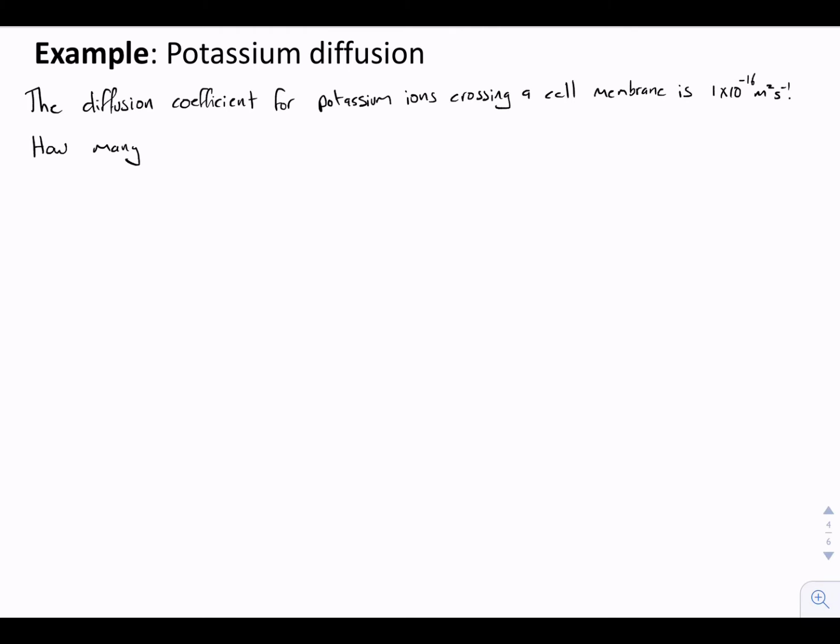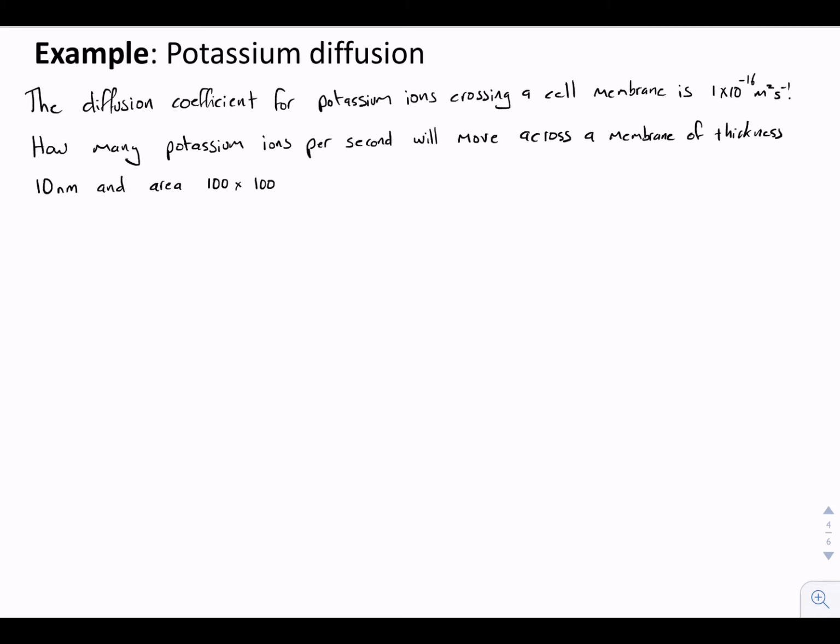How many potassium ions per second will move across a membrane of thickness 10 nanometers and area 100 by 100 nanometers if the concentration difference is 0.5 by 10 to the power of 3 moles per cubic meter? So how do we solve this problem?